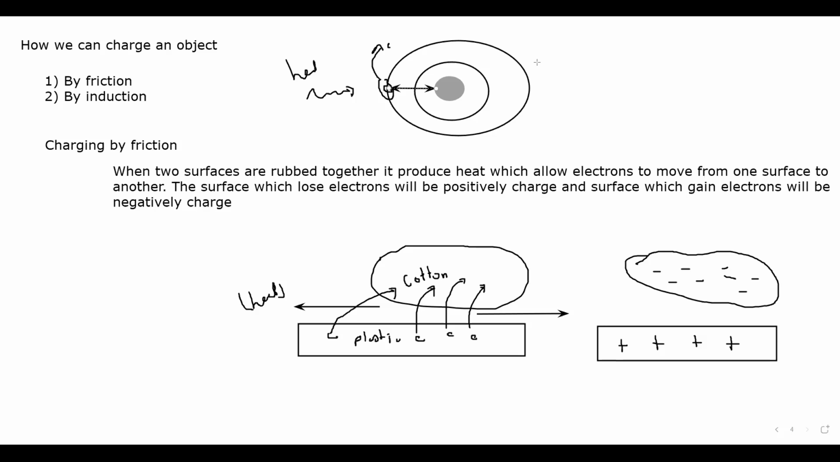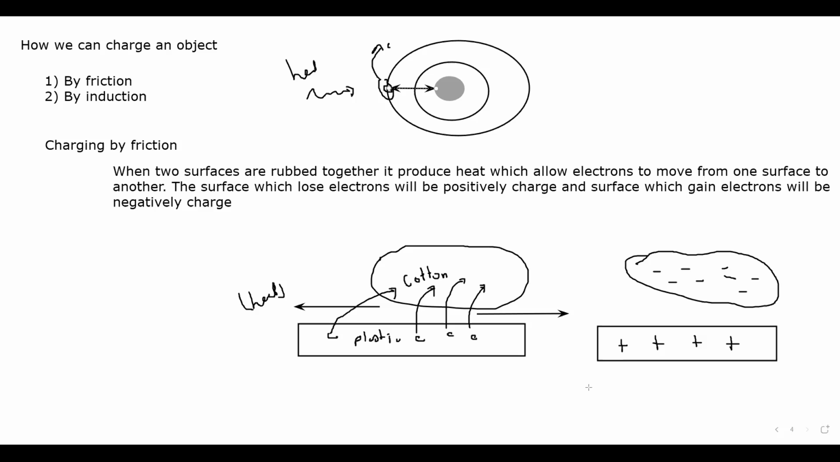But it can be the other way around. It's not a fixed rule that this will happen. Actually, it depends on the type of surfaces you are using. The surface which has a weaker attraction towards the electron will lose electrons easily. But you don't have to memorize which surface will lose; you have to understand the concept that the surface which loses electrons will be positively charged, and the surface which gains electrons will be negatively charged.